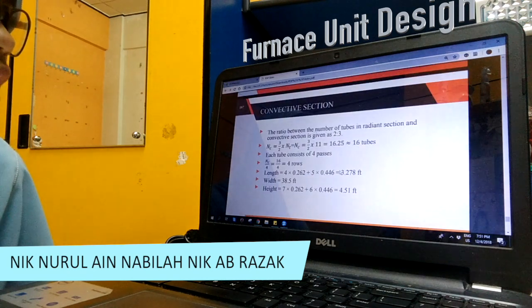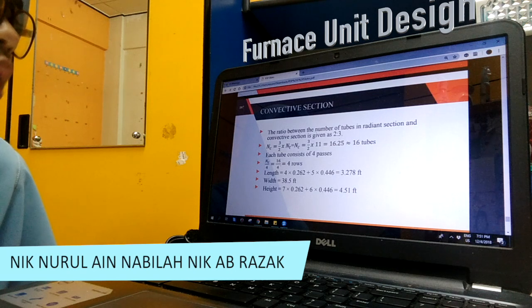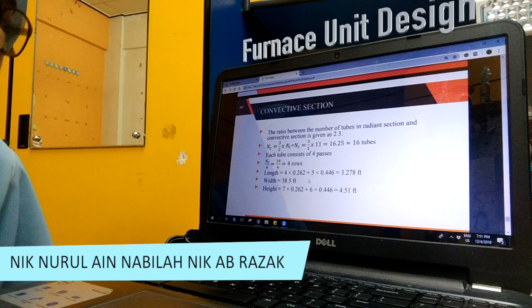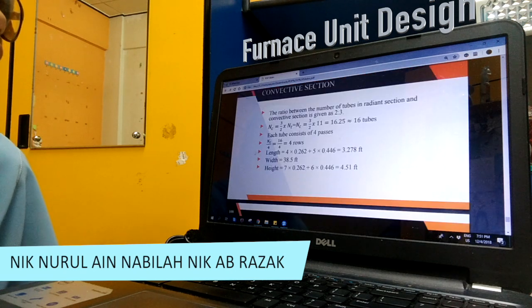And then this is for the convective section. After calculating with the number of tubes, we got 16 tubes for the convective section, and each tube consists of 4 passes. So we have to divide these 16 tubes by the number of passes, which is 4. So we got 4 rows of passes. And then this is the length, width and height of our convective section.